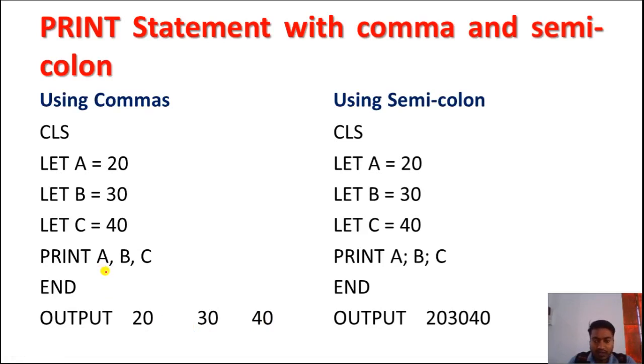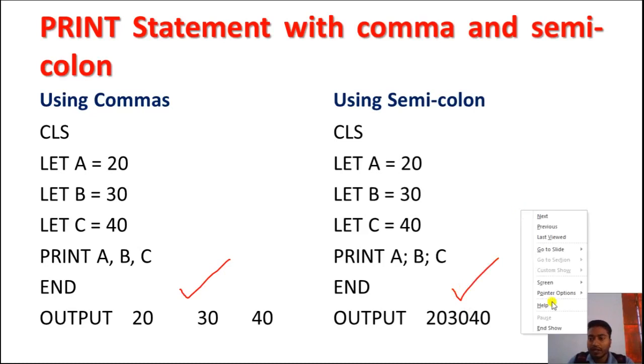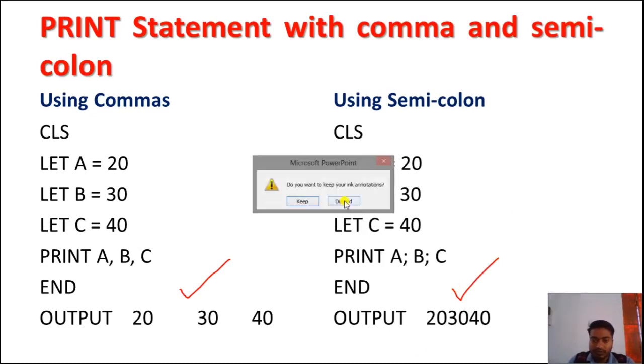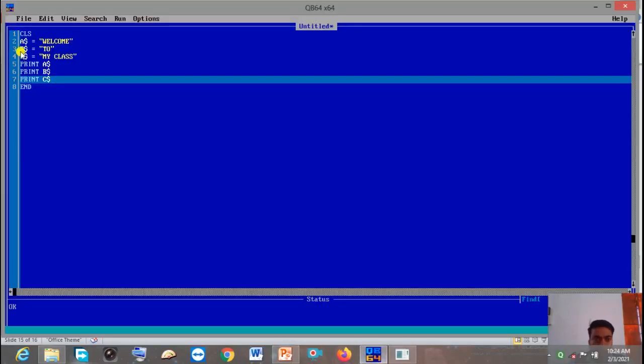The same way using semicolon. CLS, let a 20, let b 30, let c 40, print a semicolon b semicolon c, then end. So here we'll get the output 203040. There is no space, but in the earlier one we have the space, and here we don't have the space. Now let me show you the program here.